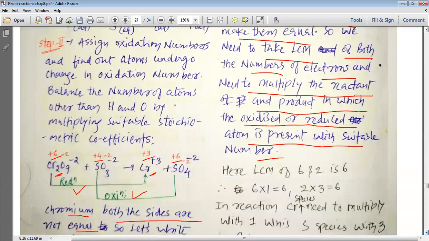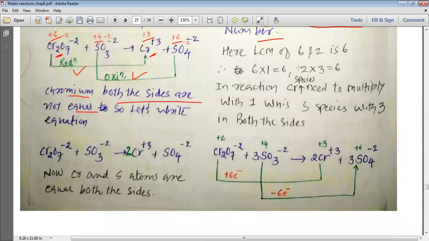So now you can see here that in one we have 6 electrons, and in another we have 2 electrons. The LCM of 6 and 2 is 6. So those species which are involved in 6 electron exchange need to be multiplied by 1. But those species which are involved in 2 electron exchange need to be multiplied by 3.